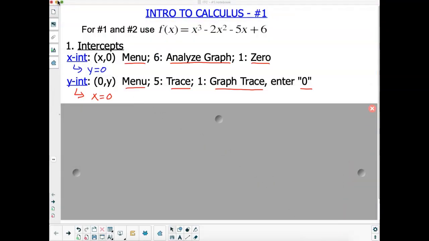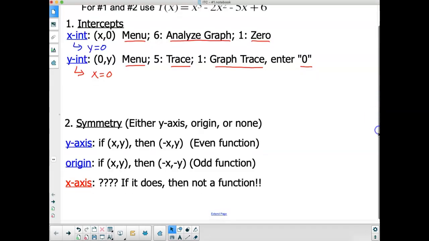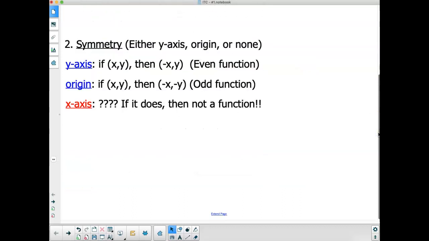Okay. The next thing we are going to take a little gander at is symmetry. Back in pre-calc and Alg 2, there's actually 2 types of symmetry. We either have y-axis symmetry or we have origin symmetry. If we don't have one of those 2, we have no symmetry. Trying to refresh your memories a little bit here.